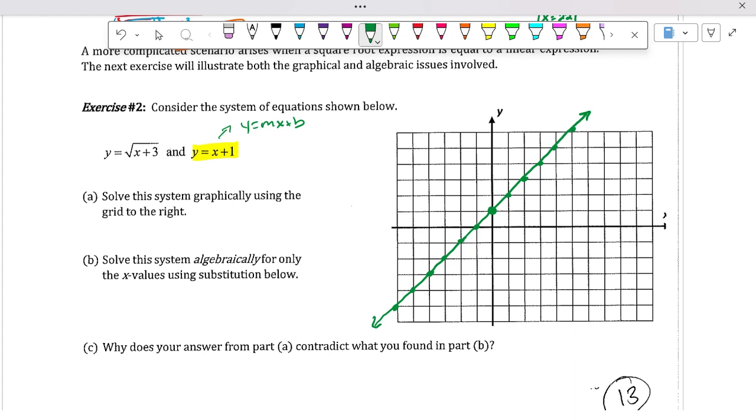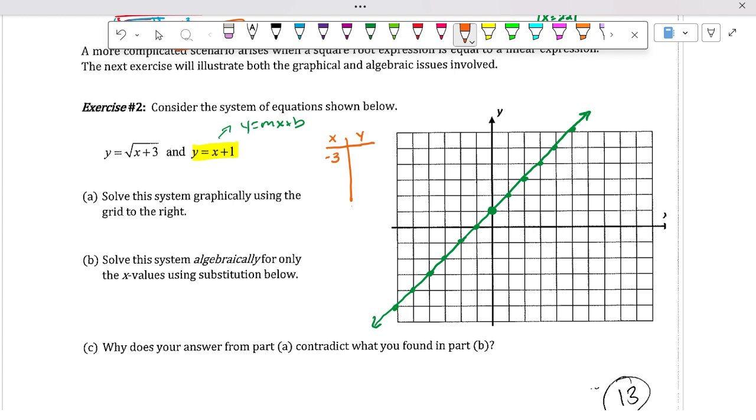Now, for my square root graph, we're just going to make a table. So let me ask you guys this. What is the lowest number that I can have under the radical? Not what to plug in for x, but what's the lowest number I can have under the radical? 0. All right. So I want to get a 0 under this radical. So what do I need to plug in for x to get 0 when I evaluate? In other words, what number added to 3 gives me 0? Negative 3. So that's my x value first.